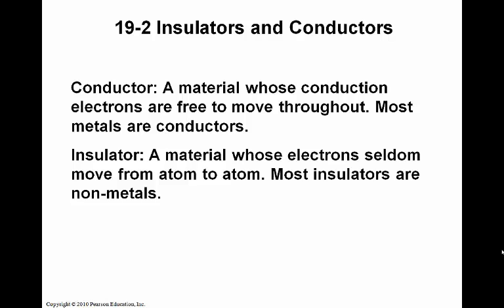So if you take a metal wire and connect it to a voltage source that has a positive and negative terminal, the electrons are going to be attracted to that positive terminal and will start moving freely through the metal. An insulator, on the other hand, is a material whose electrons seldom move from atom to atom because insulators are nonmetals and the electrons are very tightly bound to the atoms.